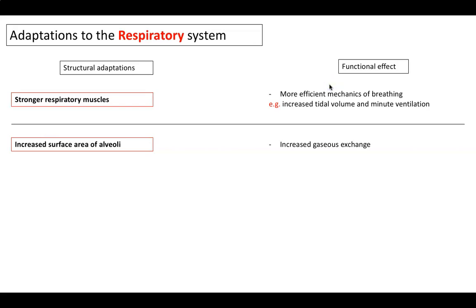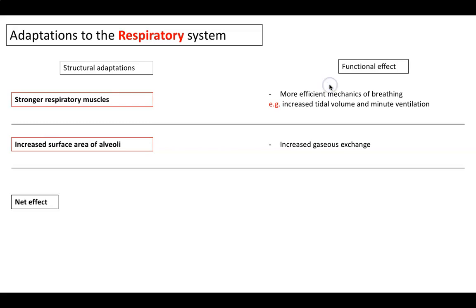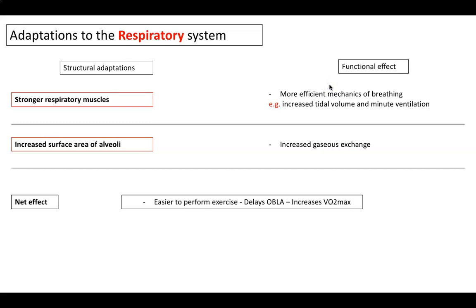So the overall net effect of this that we need to be aware of, and this stays the same for all of the systems that we're going to be speaking about, is it means it's easier to perform exercise, we get a delay of OBLA, and also it increases our VO2 max. So this net effect here is what's important. This is how the adaptations impact or affect performance and improve performance. But please make sure you've got corner notes on these here with regards to getting these as your answers. This is the information you need.